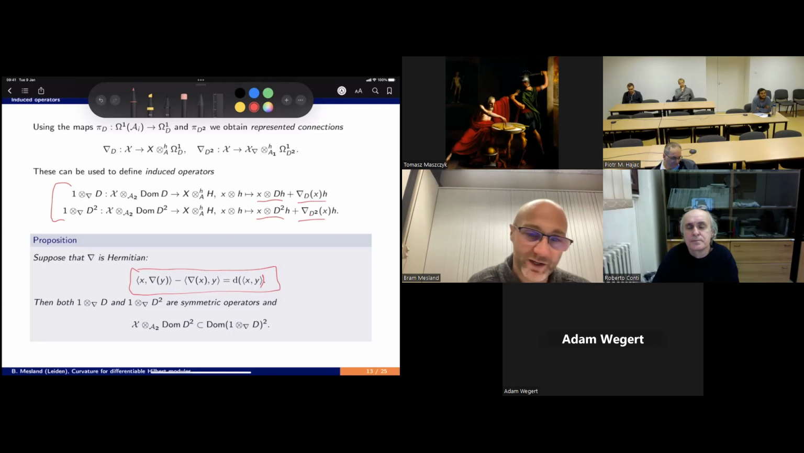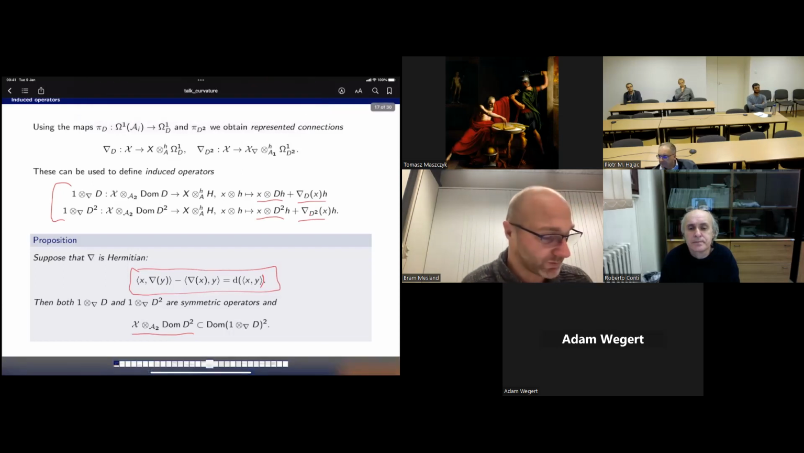So we can form these operators, and we can show from our mapping properties that this subspace, which is an algebraic tensor product, I've not completed anything, turns out to be a subspace of the domain of the square of one tensor nabla D, the induced operator. So this is again not obvious, but this turns out to work out as a nice combination of algebra and analysis.